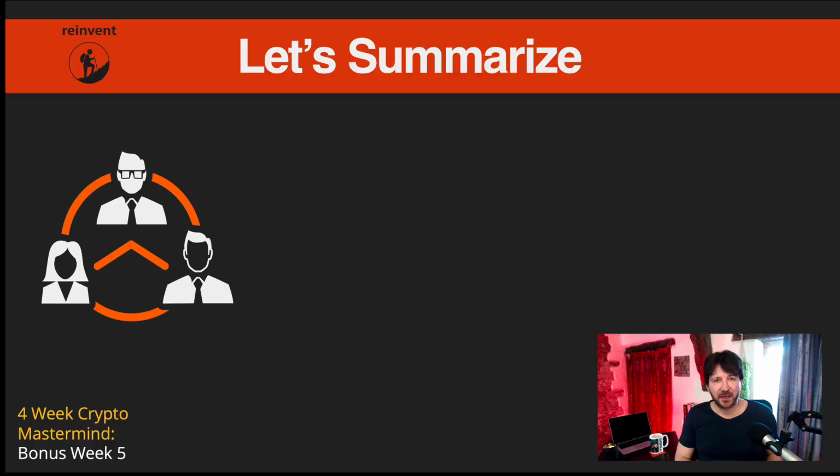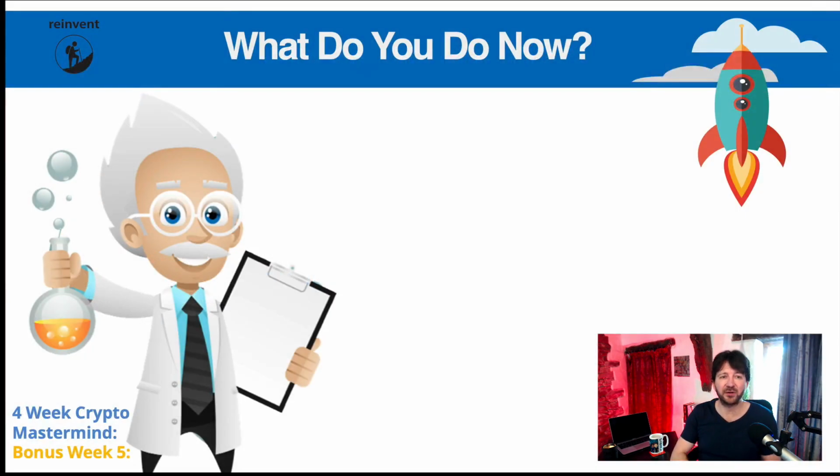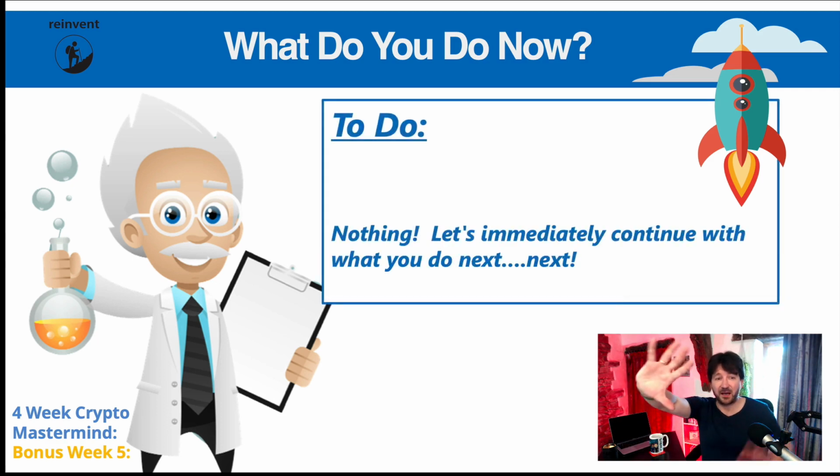So let's summarize. What did we accomplish in this video? We removed some liquidity from the farm. It's now in our MetaMask as the liquidity token itself. Great. Now we're about to split that up into its two individual components. So what do you do now? Well, I don't even want you to do anything. I don't even want you to stop. Let's carry on while we've got this momentum going. So let's go and break this liquidity token and release the EMP and the ETH, and we'll do that next.